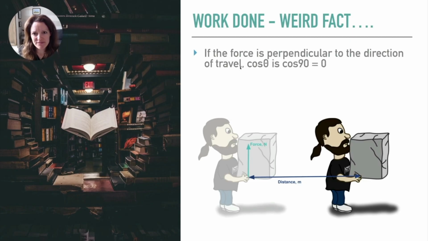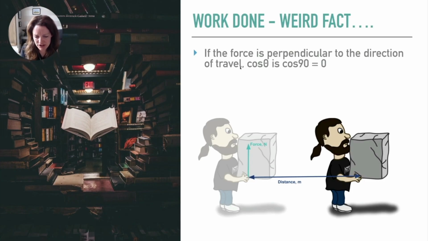If the force is perpendicular to the direction of travel, so if the force is being applied upwards, but it's moving along the way, it's perpendicular, then cos 90 is equal to 0. So no work is done.